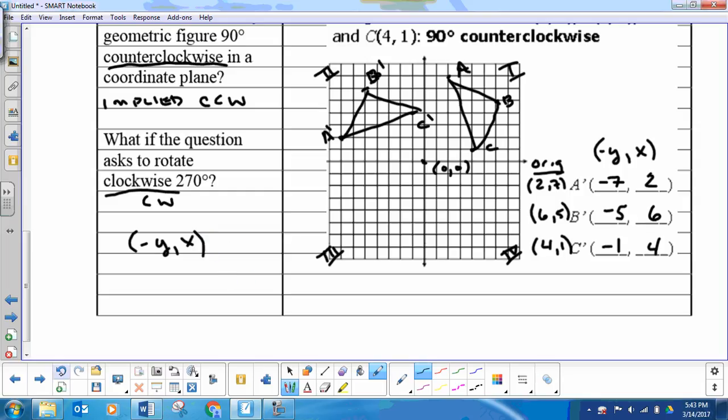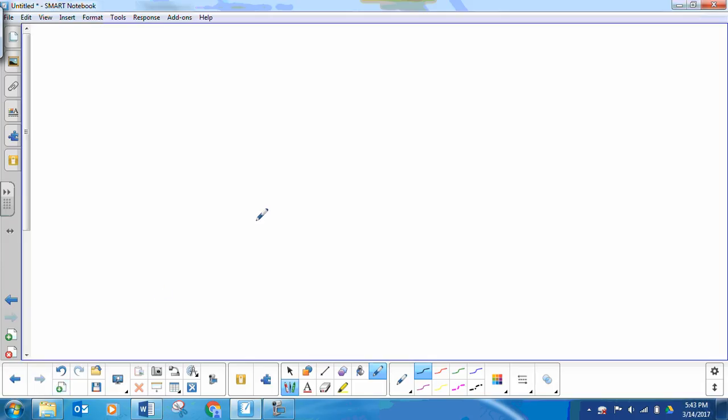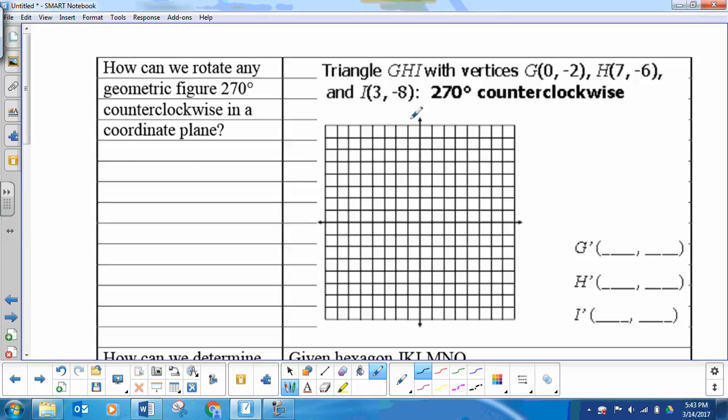All right, so let's go to the back of the page. Oh, went too far. All right. So how can we rotate any geometric figure 270 degrees counterclockwise in a coordinate plane? We just talked about going clockwise. Now we're going counterclockwise. So thankfully we have a rule that we're going to use. And remember from the front of the sheet, the rule for a 270 degree rotation in a coordinate plane turns what was originally (x, y) into the new point, or the image point, of (y, -x).